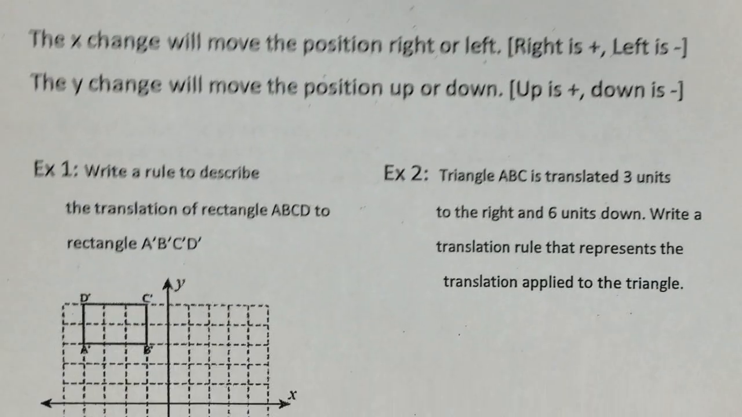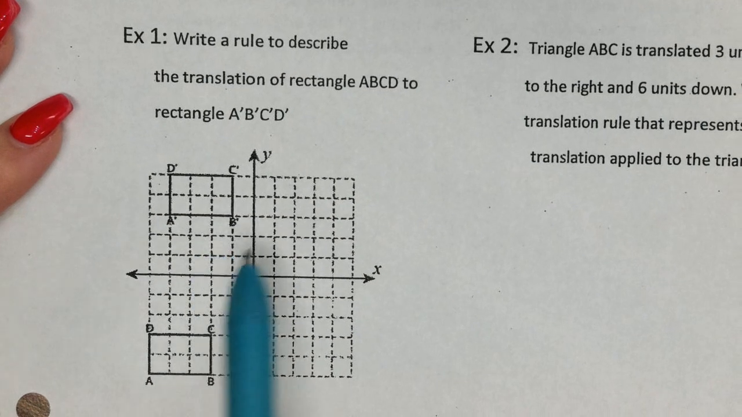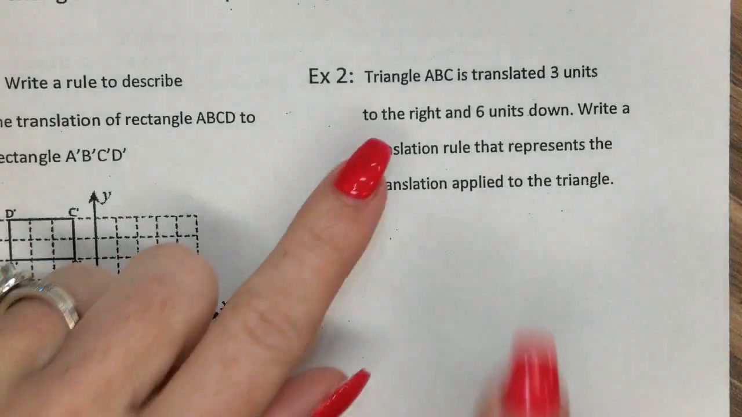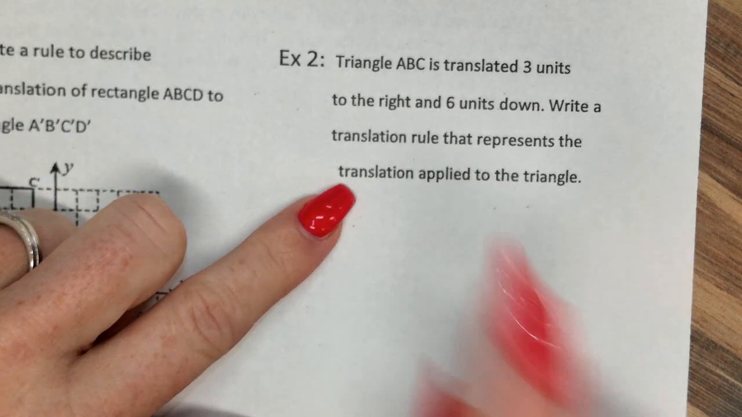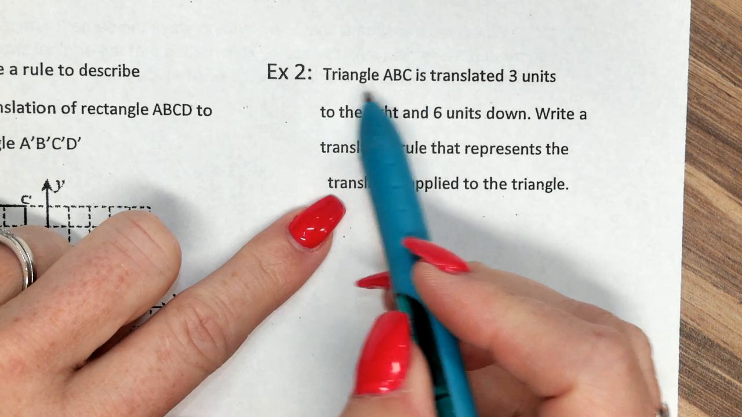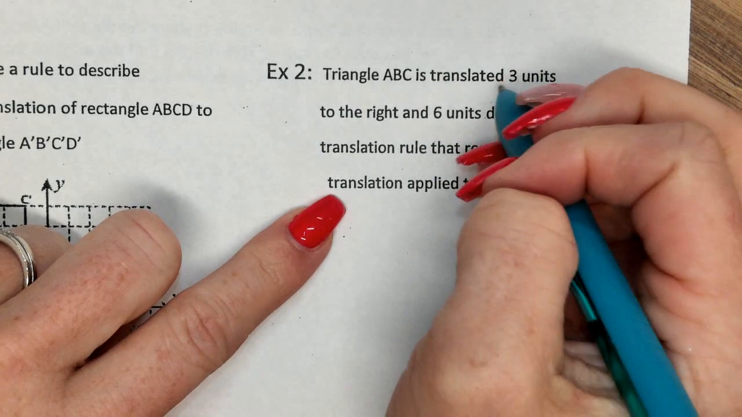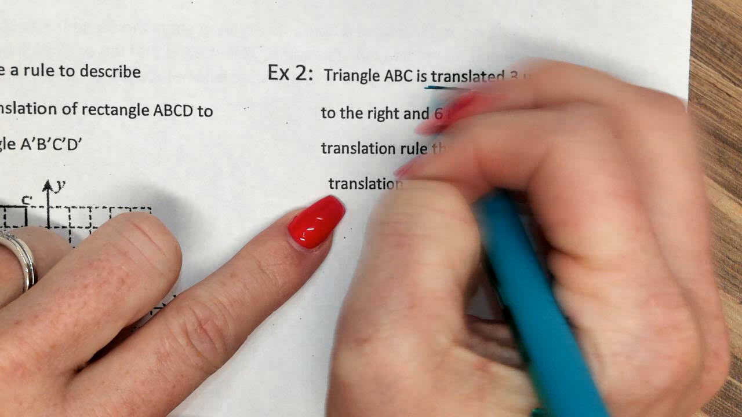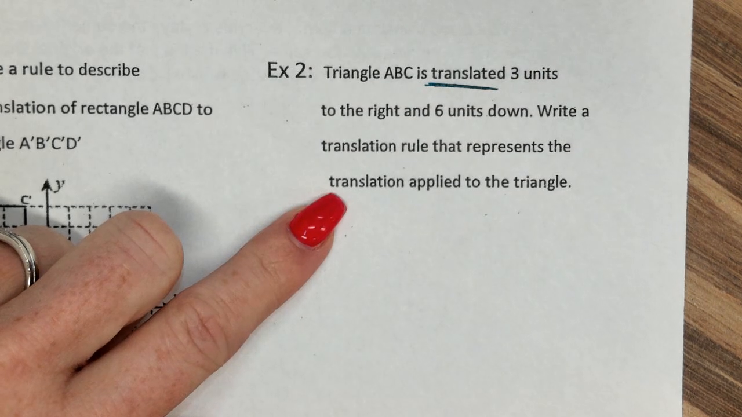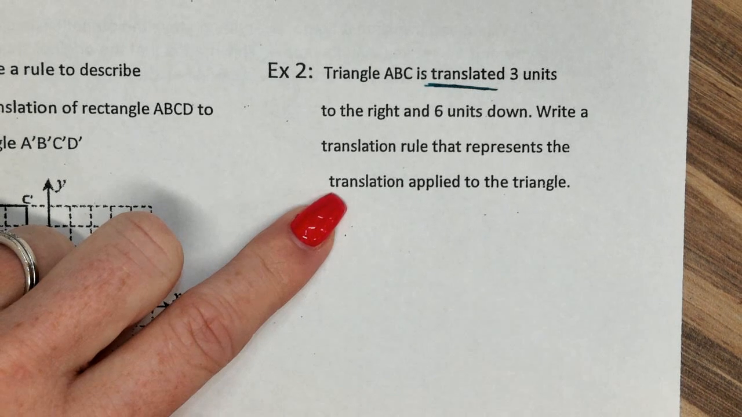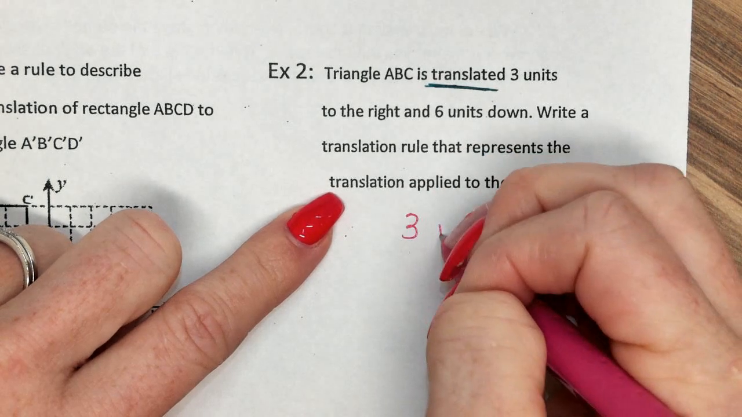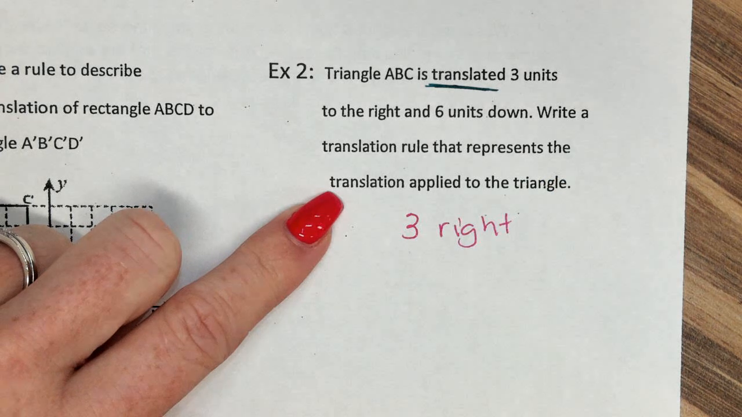All right, here we go. Number 1 right here. Actually, let's start with this one. Everybody ready? We're not even going to have to count. They're going to give us the stuff. It says triangle ABC is, and here's your clue word. What does it say? That means it slides across. How many units to the right? 3. Okay, so I want you to write that right here. 3 right. Everybody write it down.